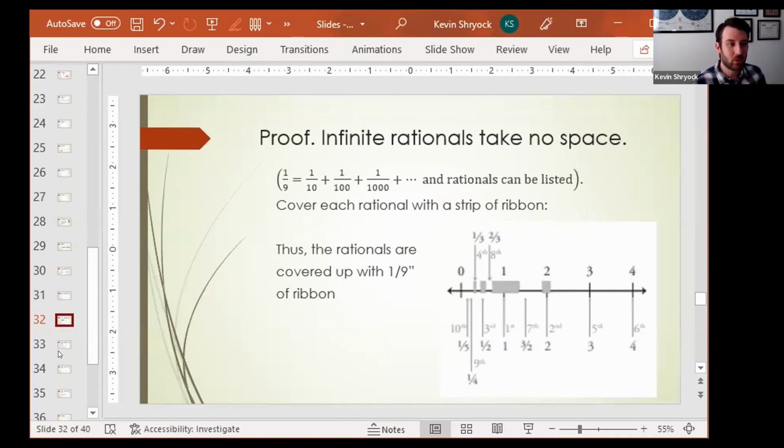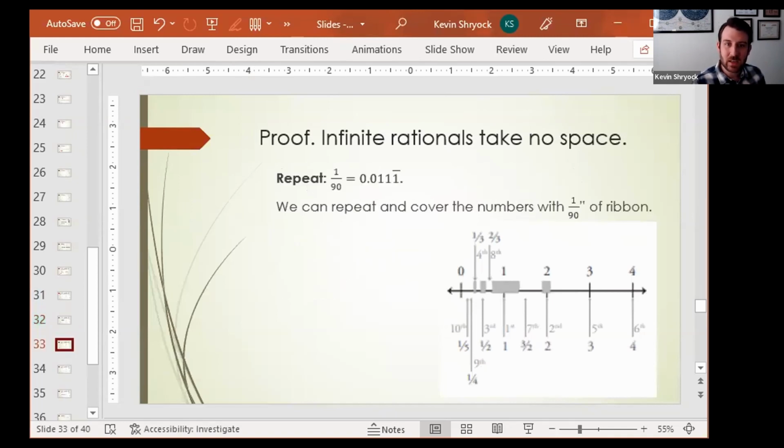Well, there's nothing special about the 1/9 of an inch of ribbon. We could repeat this again with a 90th of an inch of ribbon. I could start with a 90th of an inch of ribbon, and then recognize that I don't have the tenths anymore. I just start with the hundredths, and then that's plus the thousandths. So in other words, I can go through this whole thing again and I can cover up the number line. I can cover up every fraction with less ribbon, but I still cover everything up.